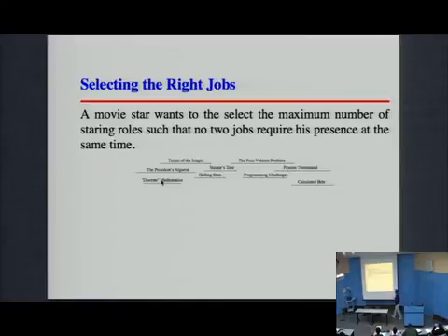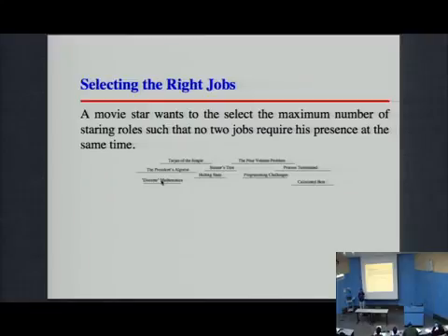Which was the movie that ended first, going from left to right? Discrete mathematics, right? Suppose we pick discrete mathematics as our first job. Is it possible we have done something wrong here? Now we need a proof, right? I argue that picking the first movie to end will lead you to a correct solution.